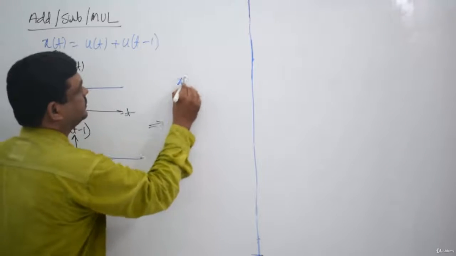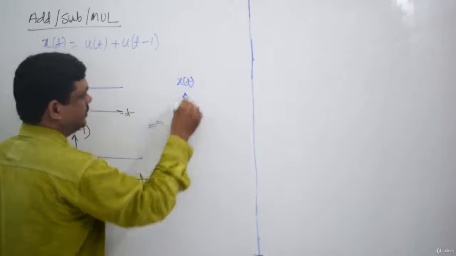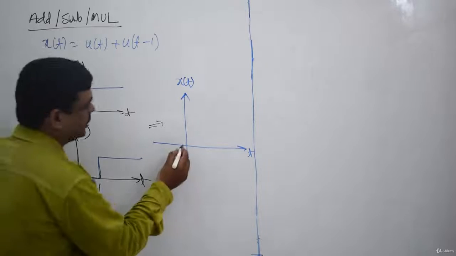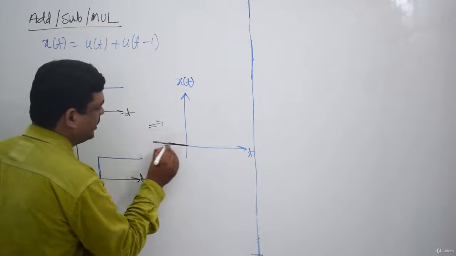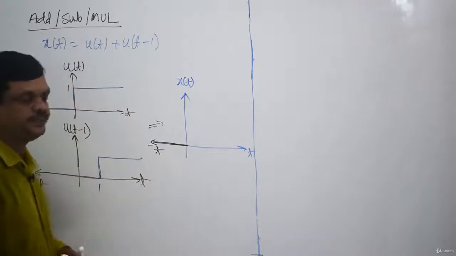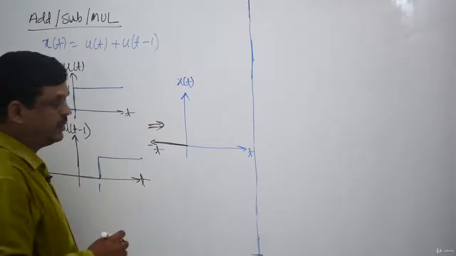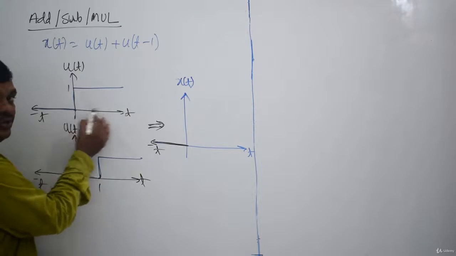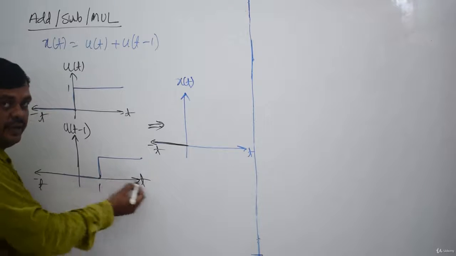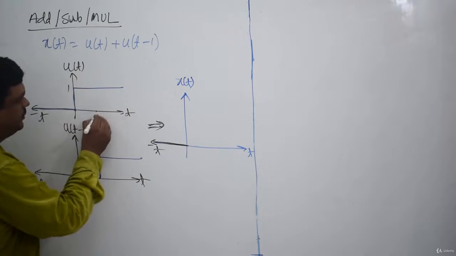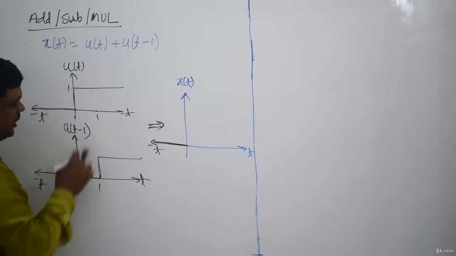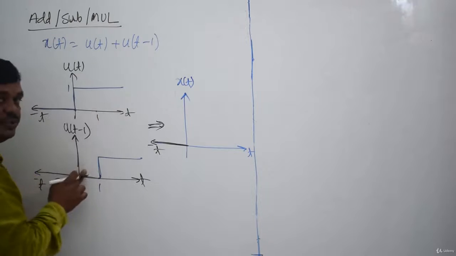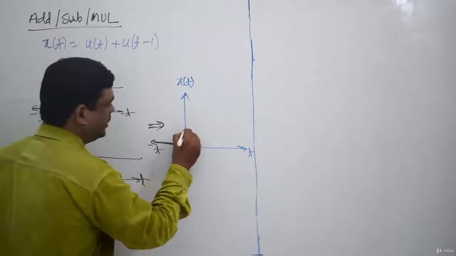is x of t. This is the time axis. Less than 0, these two functions are not defined, so the amplitude is completely 0 here. For t less than 0, this is the addition of these two functions. And for the positive time side, this function is defined from 0 onwards, but this function is defined from 1 onwards. That's why up to 1, only this function is defined. From 0 to 1, this amplitude is 0. Addition of these two, 1 plus 0, becomes 1.